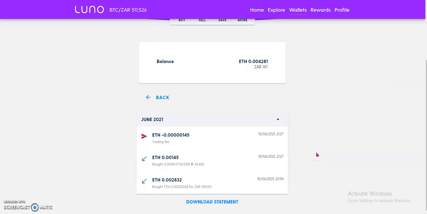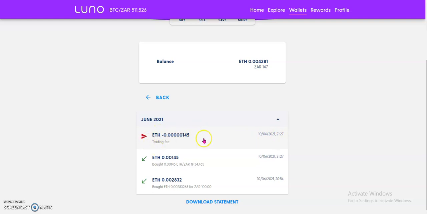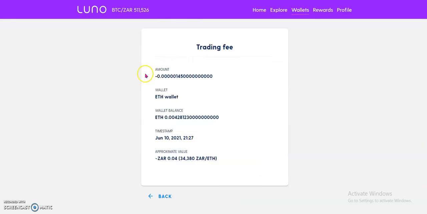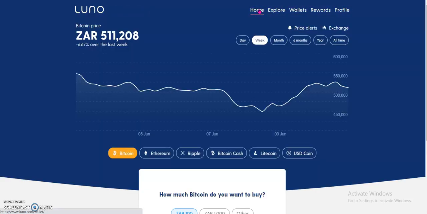Now we have 147. With the market order, you'll notice we paid a transaction fee. We bought Ether at that price and we paid a trading fee in Ether. So, fantastic. You have now purchased Ethereum via the exchange through a market order.